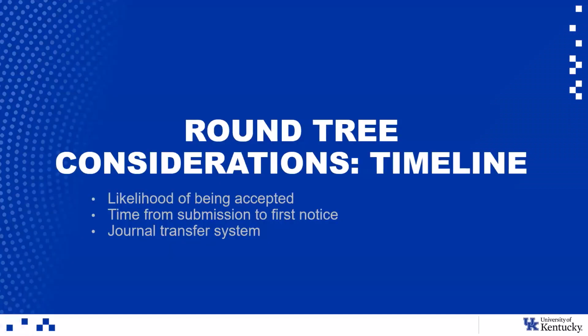Round 3 considerations is timeline. Our final round is to look at the timeline the journals use, the likelihood of being accepted, the time from submission to first notice, and whether the journal participates in a journal transfer system.